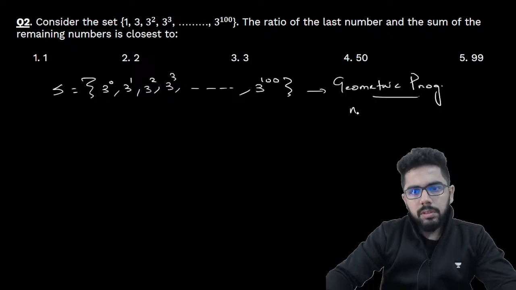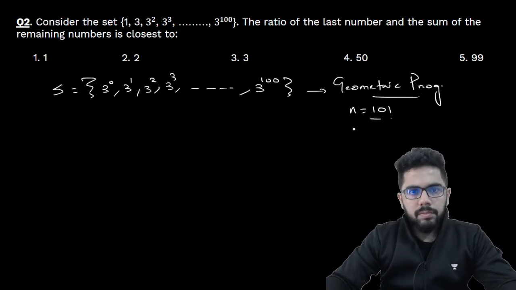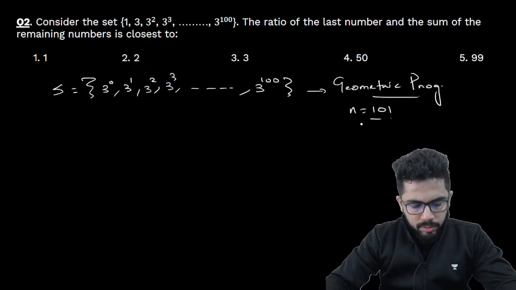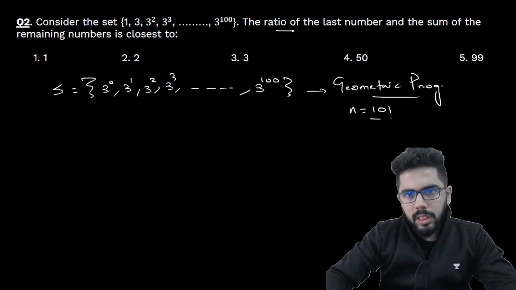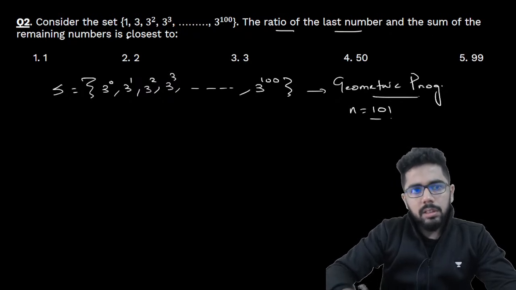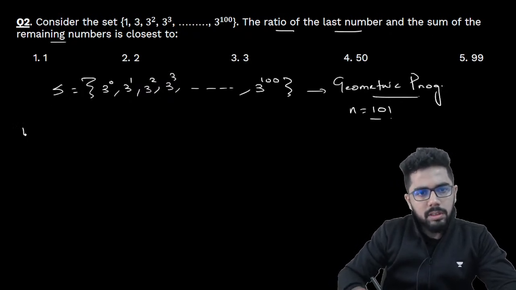How many terms? Number of terms 0 to 1, 101 terms. Okay. I'll have to find the ratio. Ratio of what? Last number and the sum of the remaining numbers. What is the last number? Last number is 3 to the power 100.